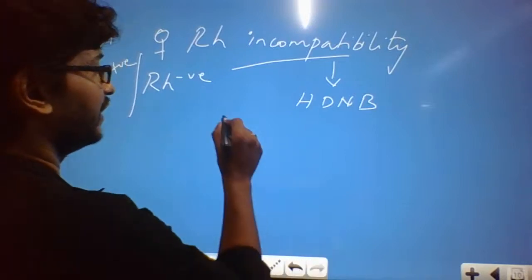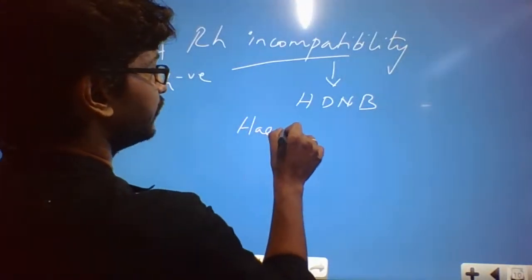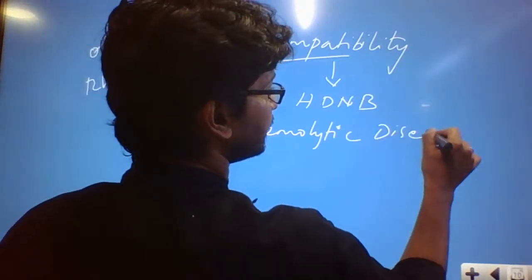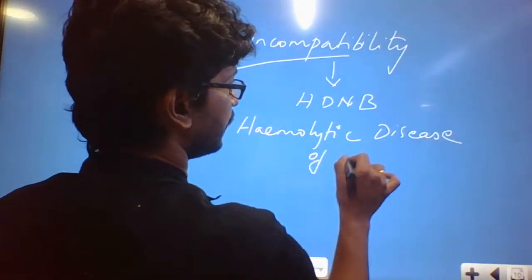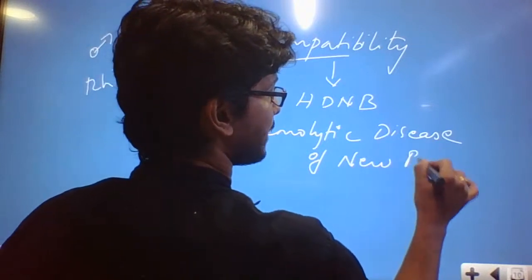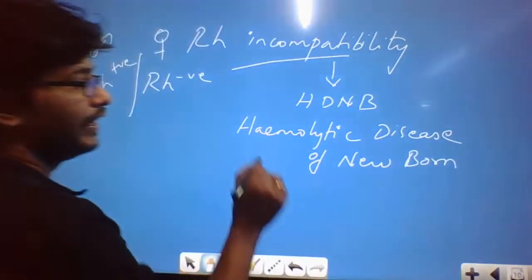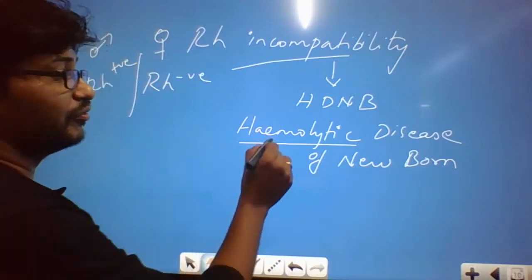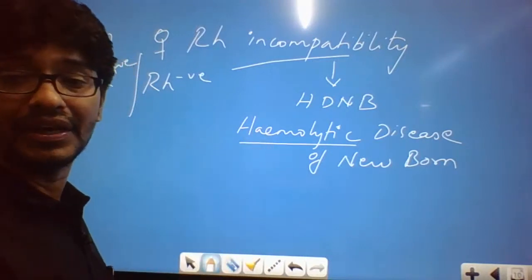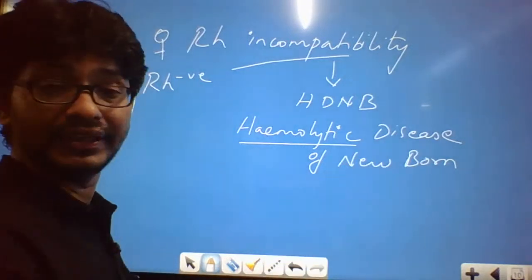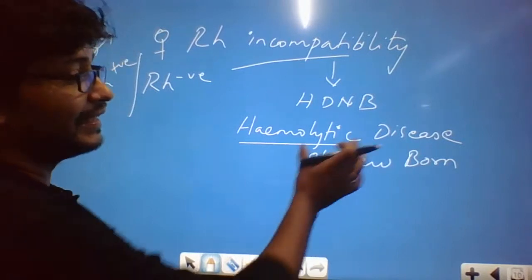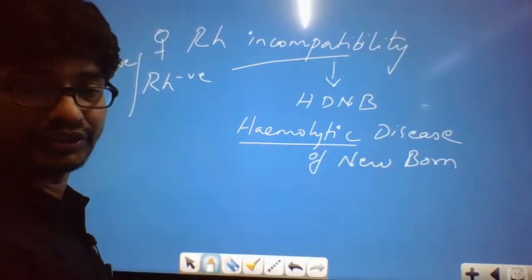What is HDNB? Hemolytic disease of newborn. Hemolytic means lysis, destruction of your RBC. The RBCs of the newborn, of the baby at the fetal stage, are getting lysed. So this condition is called hemolytic disease of newborn.